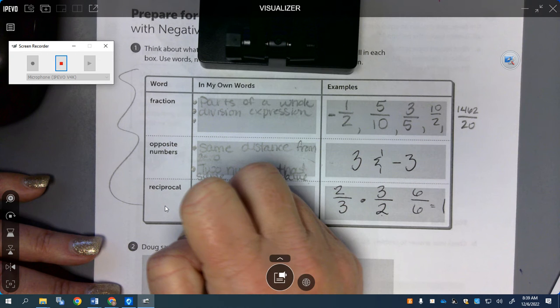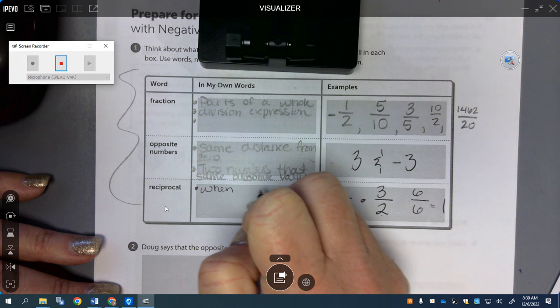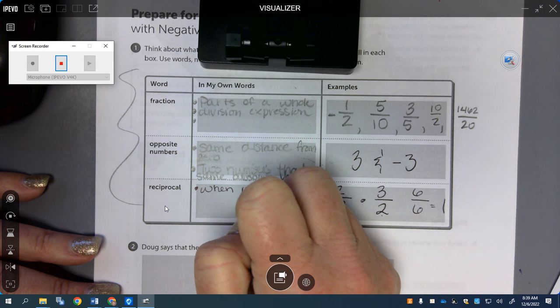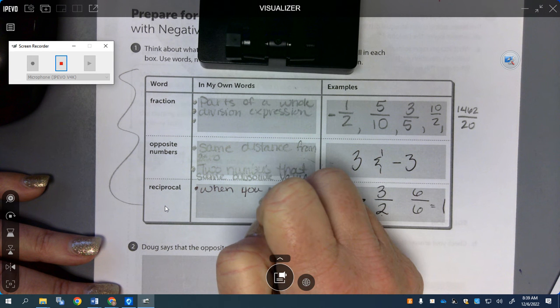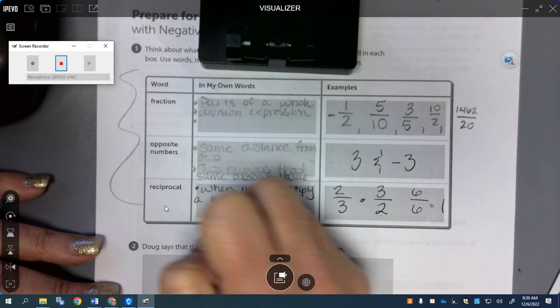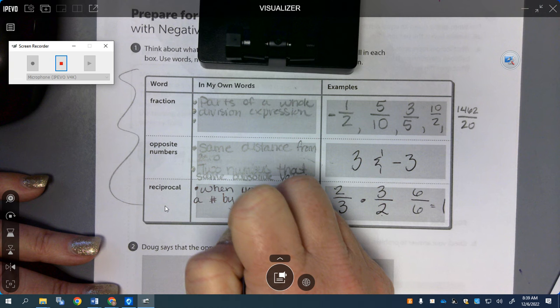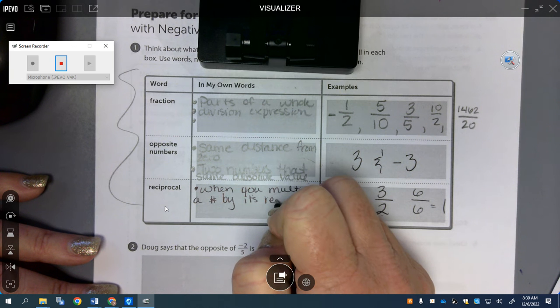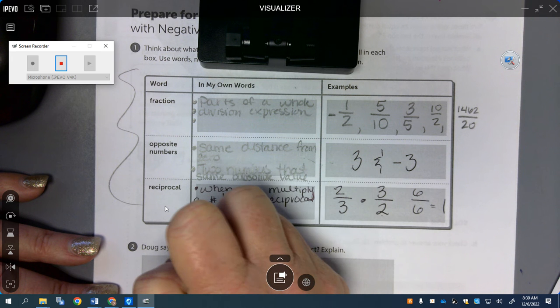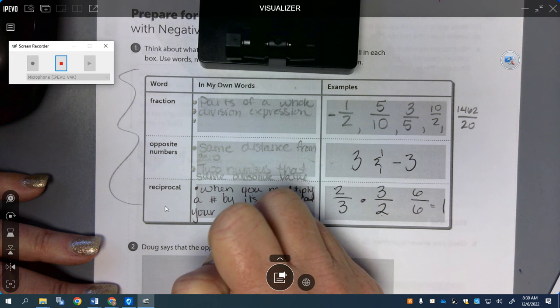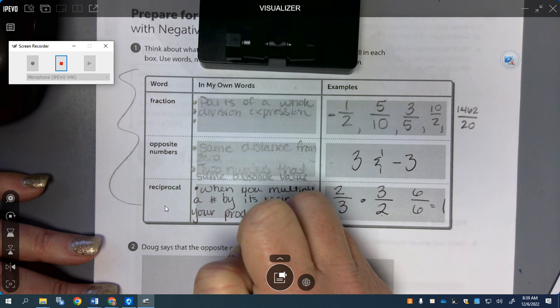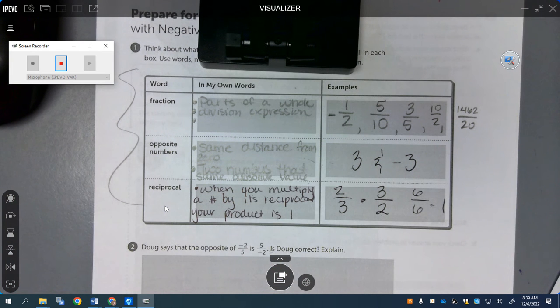when you multiply a number by its reciprocal, your product is 1. Okay? All right. So, ready for this?